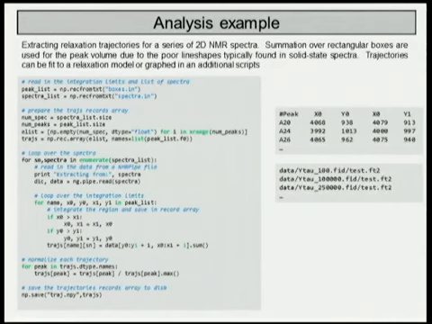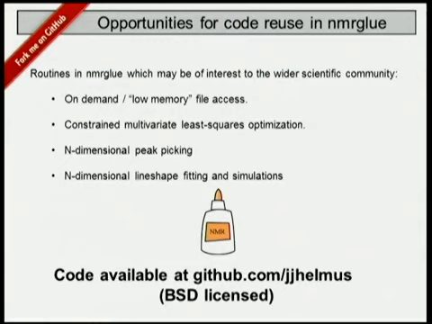So I also want to give some examples of why you might want to use some code from nmrglue. I know most of the people in the audience are probably never going to run an NMR spectrum, never going to look at one, but I think there are some routines in nmrglue which might be of interest to the wider scientific community. So these are on-demand or low memory file access, a constrained multivariate least squares optimization, and some n-dimensional peak picking and n-dimensional line shape fitting. All this code is available on GitHub under the BSD license.